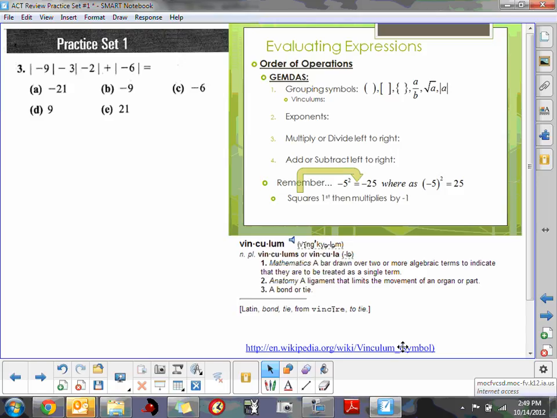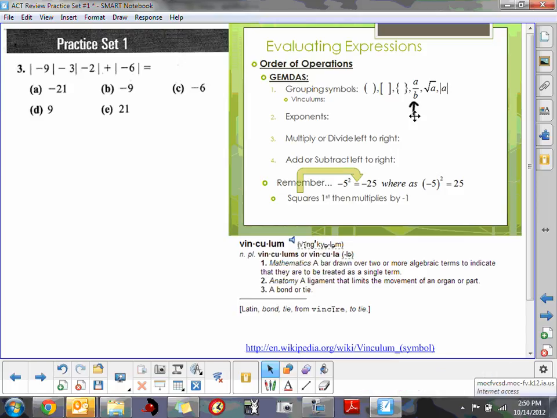You've got parentheses, square brackets, curly braces, even a fraction bar. As I'm indicating here, fraction bars are grouping symbols, so you've got to do everything on the top of that bar first, everything on the bottom of that bar second, and finally divide. We have some others that kind of sneak up on us as well.